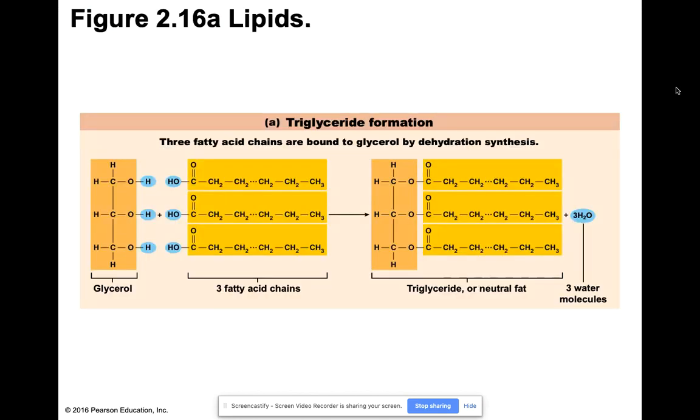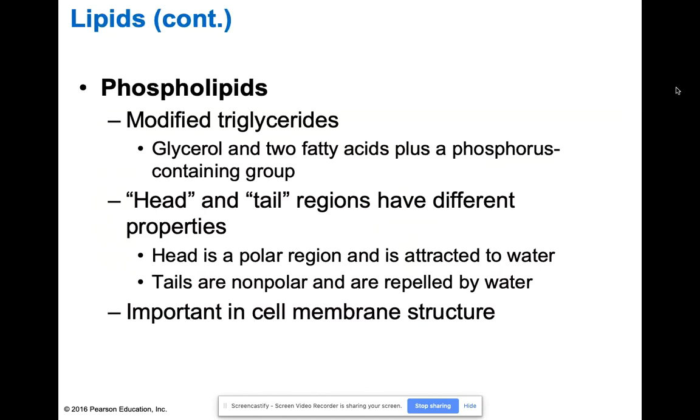So here's some examples of our lipids. We have a glycerol backbone with 3 fatty acid chains, which is a triglyceride. We have phospholipids, which form a phospholipid bilayer around all of our cells. So we are made of a lot of phospholipids. These are modified triglycerides because they have a phosphate head on them. So they have a head and a tail.